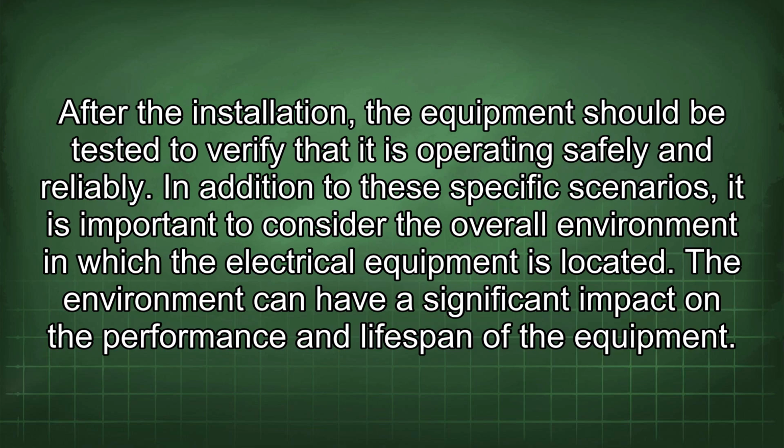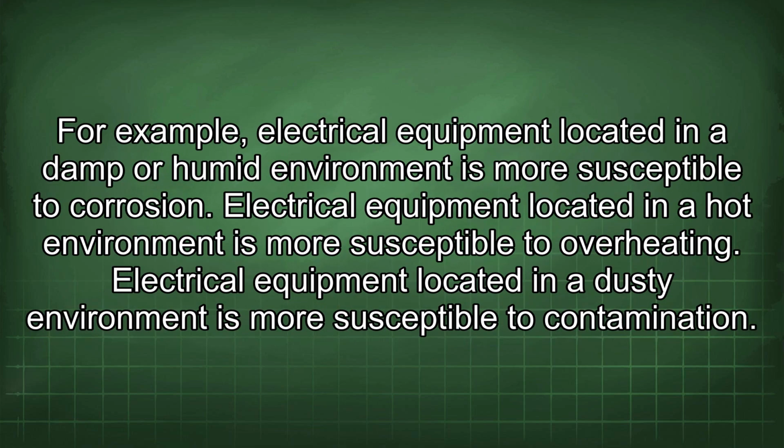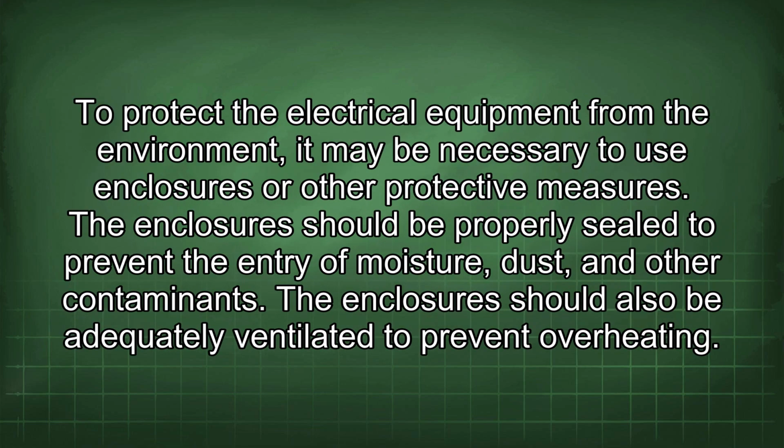The environment can have a significant impact on the performance and lifespan of the equipment. For example, electrical equipment located in a damp or humid environment is more susceptible to corrosion. Electrical equipment located in a hot environment is more susceptible to overheating. Electrical equipment located in a dusty environment is more susceptible to contamination. To protect the electrical equipment from the environment, it may be necessary to use enclosures or other protective measures.